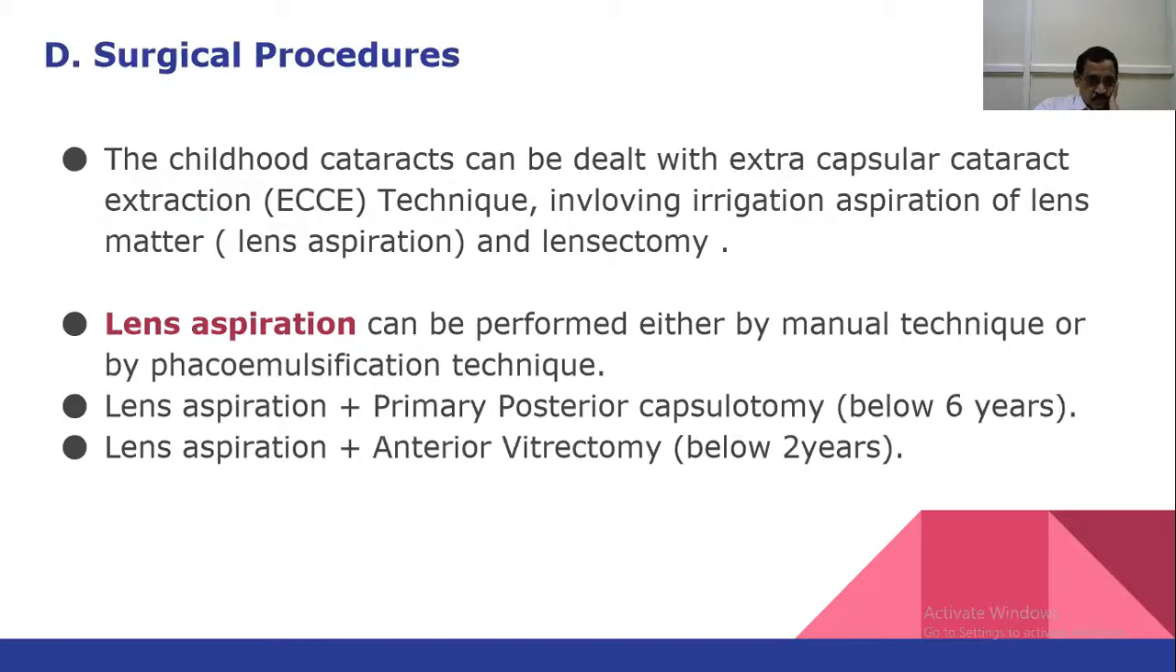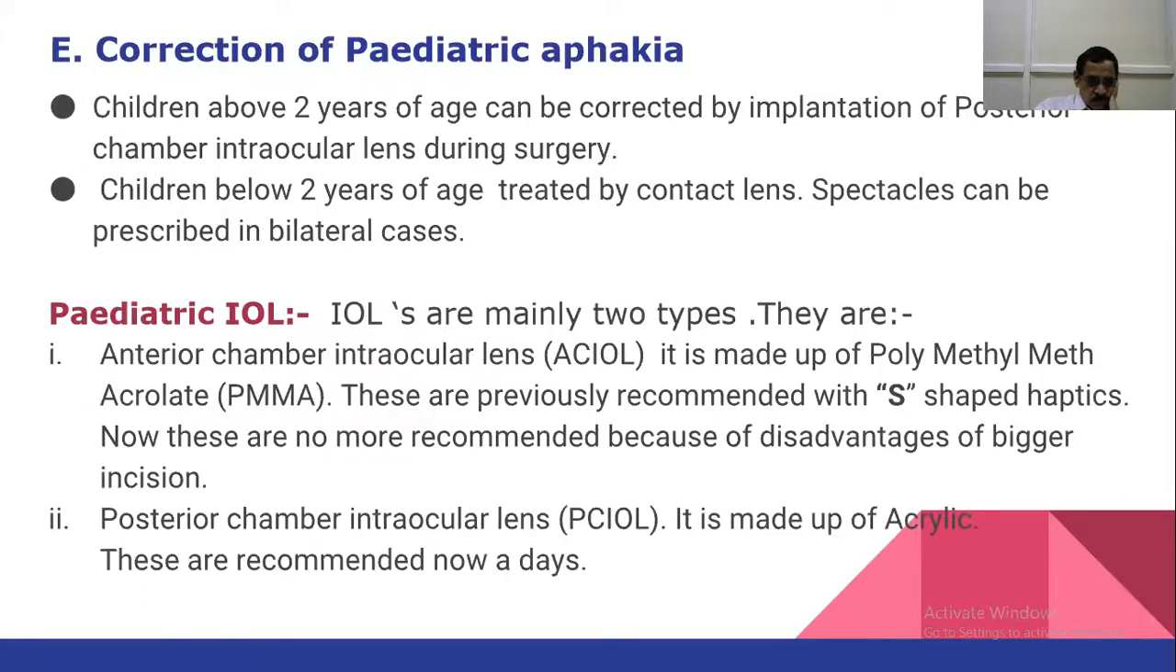Next is correction of pediatric aphakia. It is a major task. Children above 2 years of age are treated by implantation of a posterior chamber intraocular lens during surgery. Children below 2 years of age are treated by contact lens. Spectacles can be prescribed in bilateral cases.